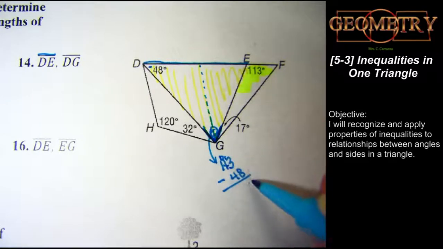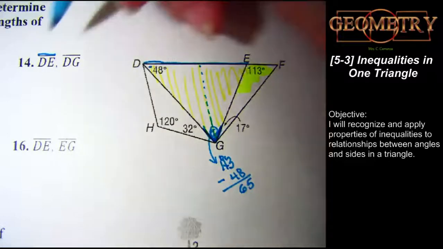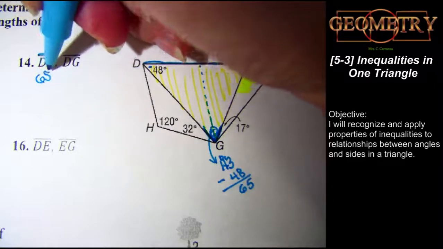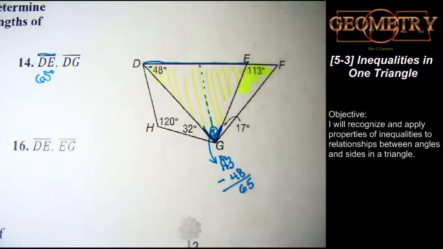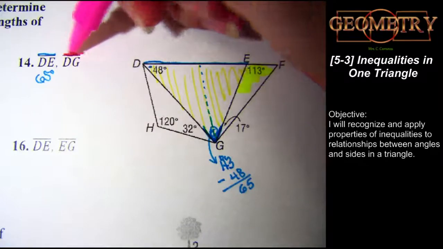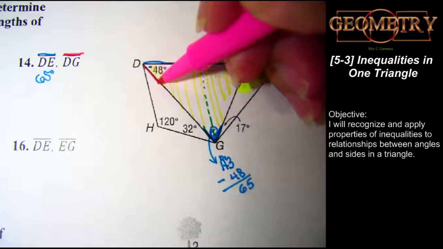Someone help me. I got 65. Yes. Okay. So then this is related to an angle with a measure of 65. It doesn't measure 65. It's just related to that angle. Now we're going to look at side DG. Here is side DG.